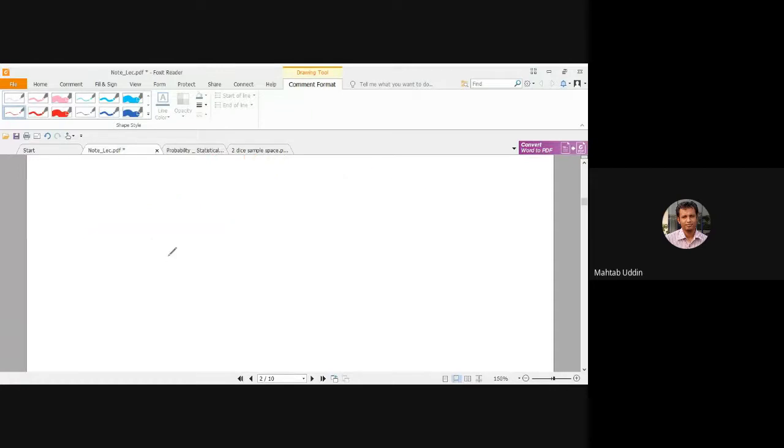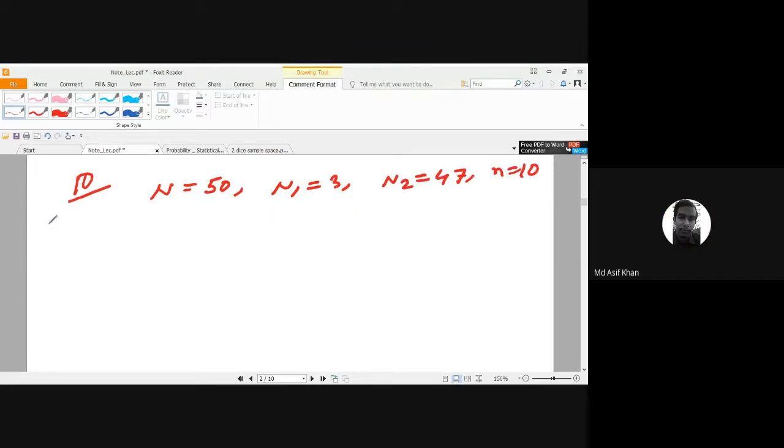It is 10. So here total number was 50. Defective was 3. So what is not defective? Can you tell me? 47. And n is 10 because we have to take 10 elements. How many elements? 10 elements.